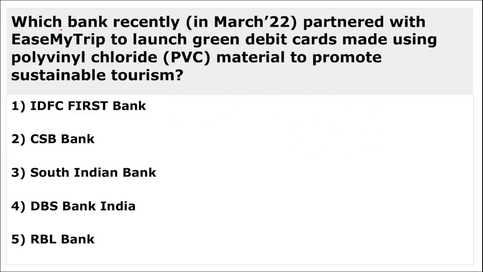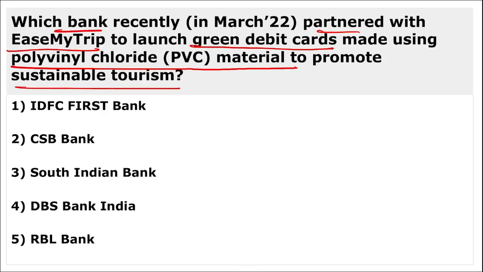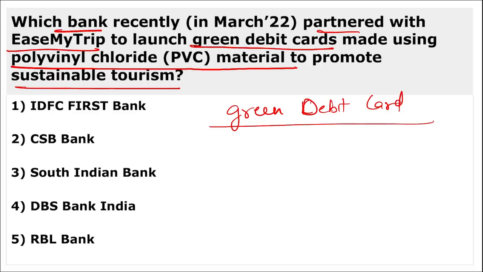Next question is, you have to tell us the name of the bank that recently partnered with EaseMyTrip to launch green debit cards made using polyvinyl chloride material to promote sustainable tourism. So see, here we are talking about a green debit card. They are made using PVC. What is PVC? Polyvinyl chloride.